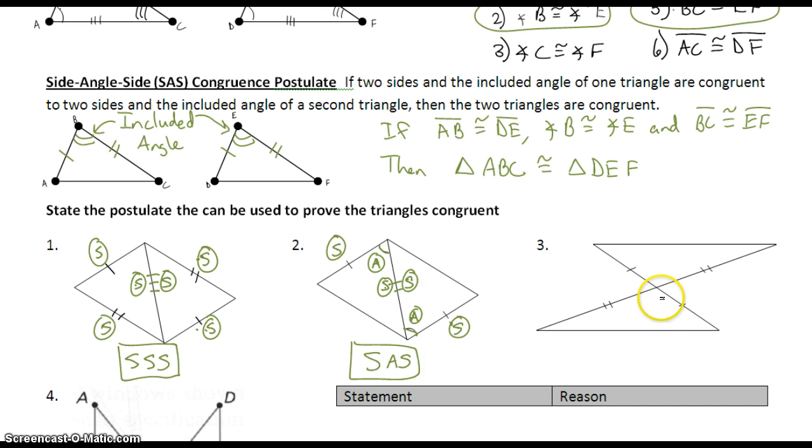My third example, I have a pair of congruent sides and a second pair of congruent sides. And because of the way that these triangles are drawn, we have a pair of congruent angles because they're vertical. Those two angles being vertical makes them congruent, so these triangles are congruent by side, angle, side.